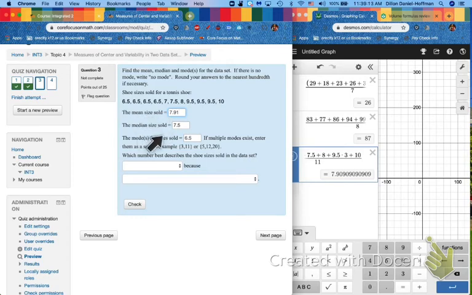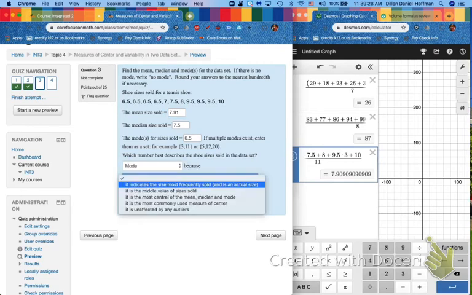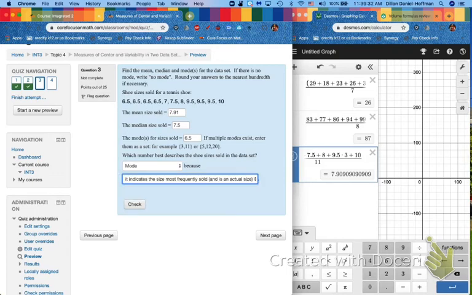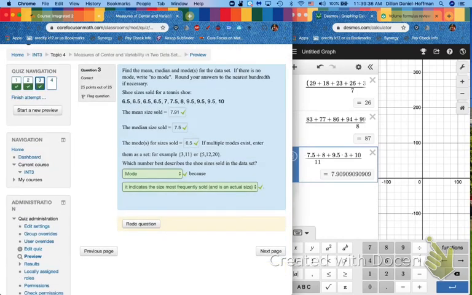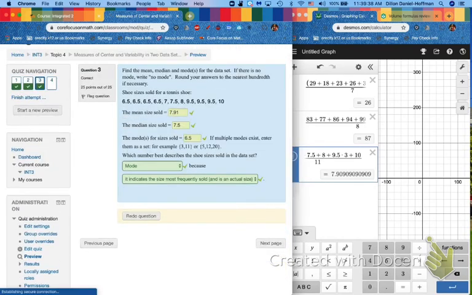So it's between the median and the mode. Well, the most helpful size if I go into a store is probably the one I have the most of, because that's probably my shoe size. So that's the mode. If you guessed that, or you knew that correctly, congratulations. It's the mode because it indicates the size most frequently sold and is an actual size, unlike 7.91. As I said, go into a shoe store, say you want their finest 7.91. It's not going to work out very much.